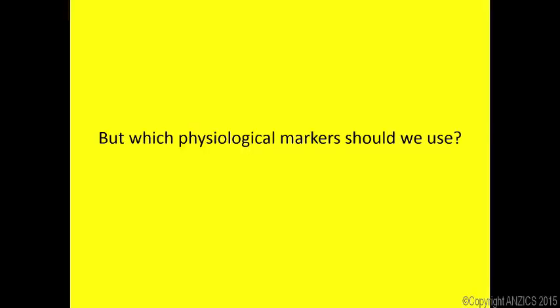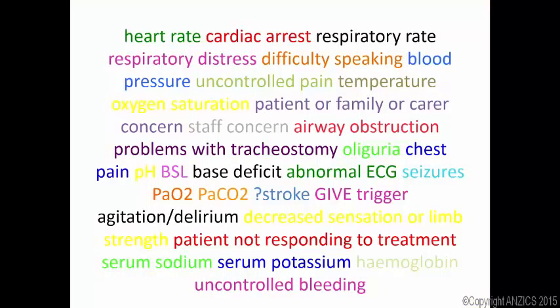But which physiological markers should we use? So there are plenty to choose from, and these are either currently in use or have recently been used. My favourite's the GIVE trigger. I don't know if you're aware in the room, but the GIVE trigger is the national trigger to pick up potential organ donation cases. Stands for GCS less than 5, intubated, ventilated, end-of-life care. So I think as a rapid response team trigger, the horse has probably bolted by then.